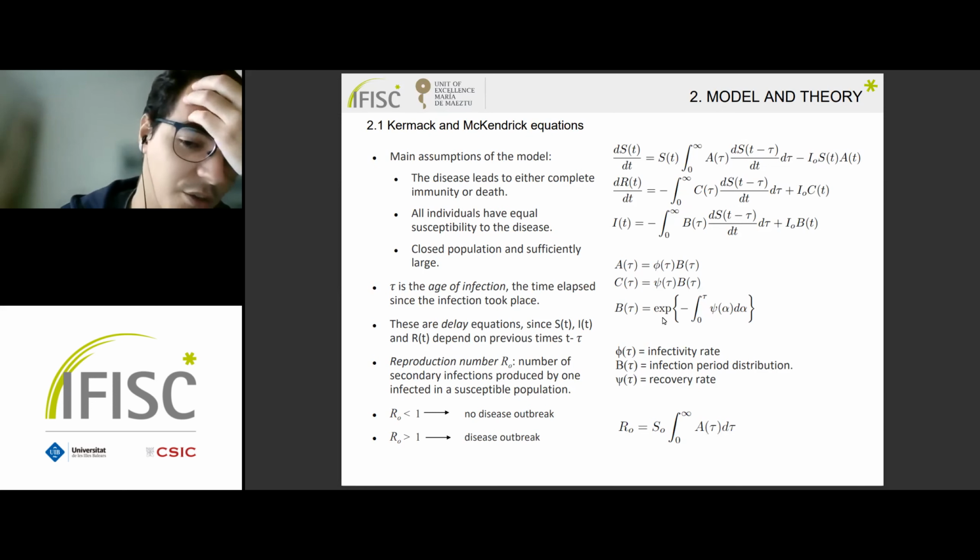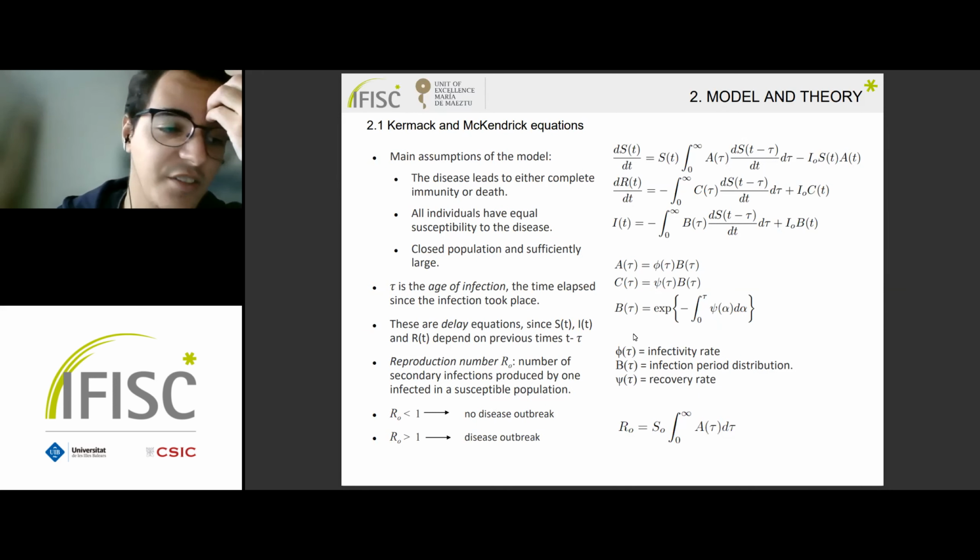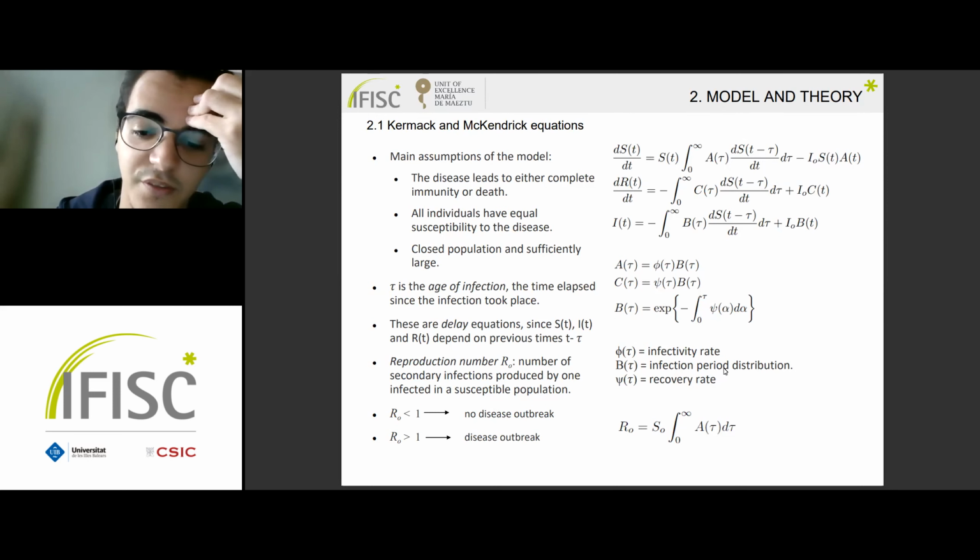So let me explain it in other words. If you wonder what is the probability that an infected individual is still infected at tau equal to 10 days, for example, this probability of still being infected is given by this function here, which we call the infection period probability distribution.